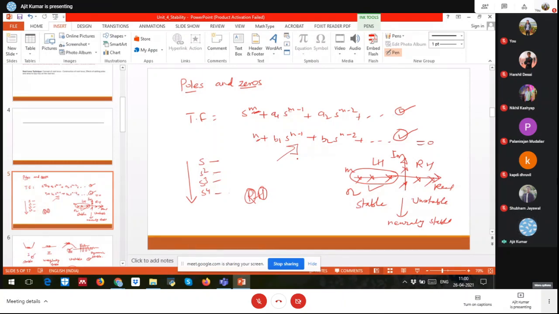So Routh and Hurwitz devised a table. From that you will be able to know how many roots are in the left half of the plane or how many roots are in the right half of the plane, which we will learn in the next class.